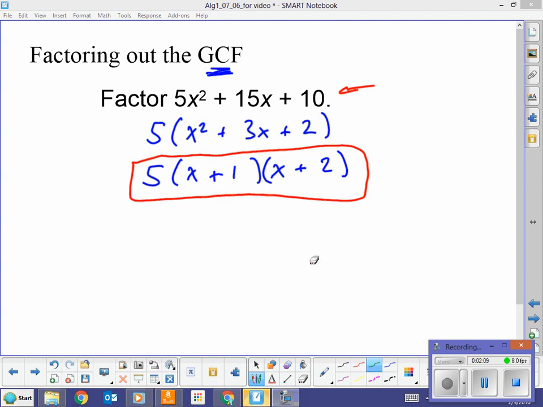I would say one of the most common mistakes my students make when they do this is they leave off the first step. They leave off this first factorization. But that's part of the final factorization. So please be careful that you don't leave that off in your final answer.